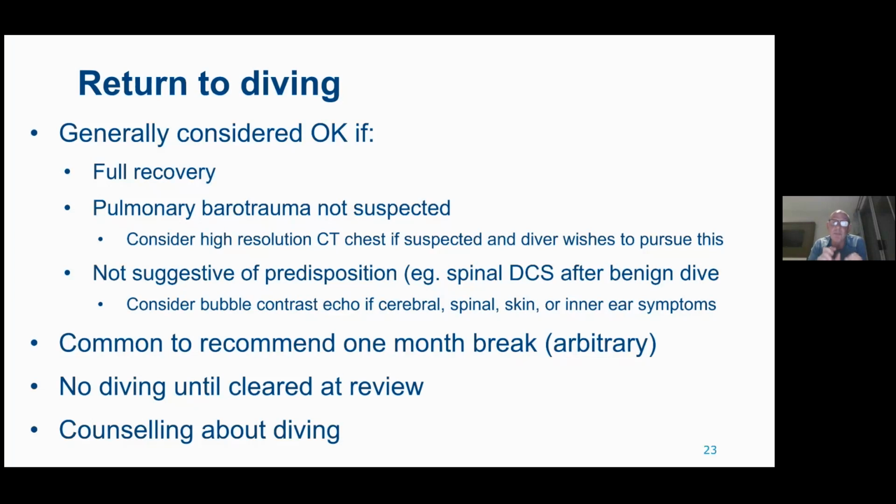In that case, we might suspect one of these right to left shunts, like a PFO, and a bubble contrast echo to try and detect that might be advised. We often recommend a 1-month break, which is kind of arbitrary, but a 1-month break after a treated episode before they dive again. No diving until they're cleared at a review, and we counsel them about diving approaches that might improve their safety.